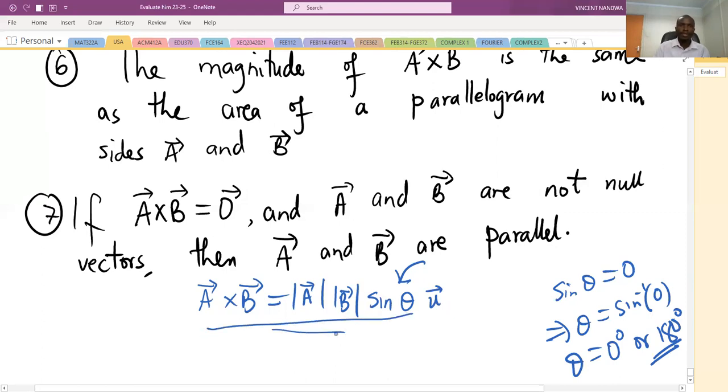So that's the end of the first session. In the next session, we'll give examples and some proofs involving the cross product.